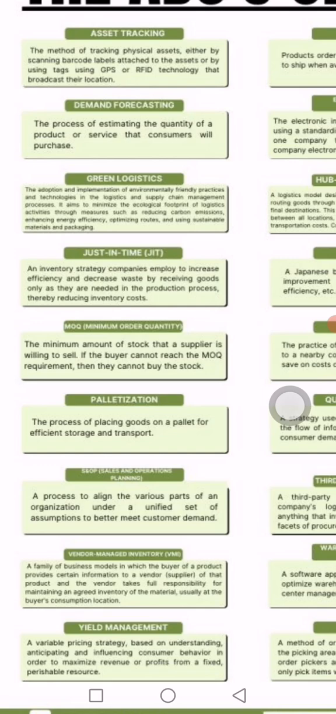Next one is green logistics. Green logistics means to implement environmentally eco-friendly practices or technology in logistics and supply chain management. The overall purpose is to minimize the ecological footprint of logistic activities through measures such as reducing carbon emissions, like using electric vehicles. Basically, the ultimate purpose of green logistics is to enhance sustainability, like using electric vehicles instead of diesel and fuel vehicles.